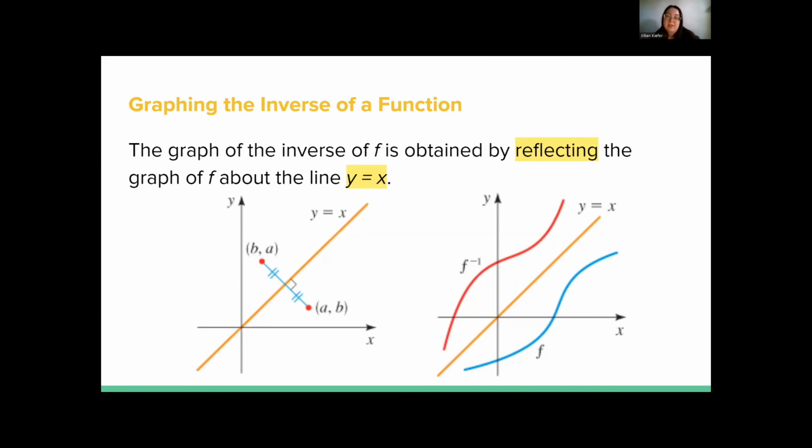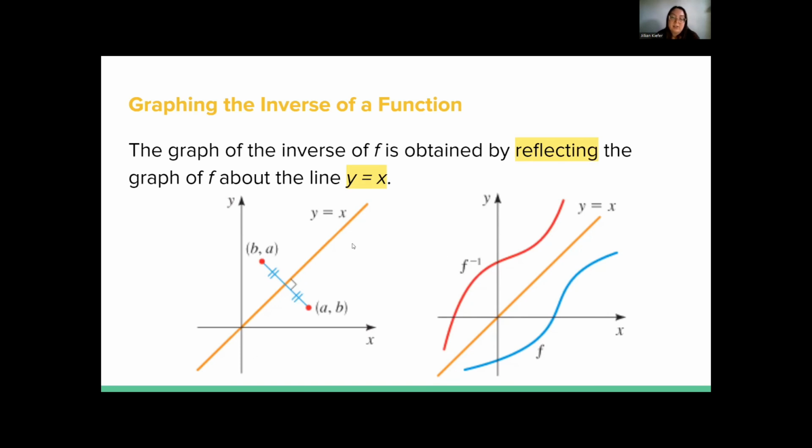So the graph of the inverse of f is obtained by reflecting the graph of f about the line y equals x. So remember, reflecting was something we learned about in section 2.6. That's kind of that mirroring idea, but instead of mirroring across an axis, you would mirror across the line y equals x, which the line y equals x is just the line of slope 1 with the y-intercept being 0. So that's really what you have here. But honestly, there's an easier way to graph inverses of functions.